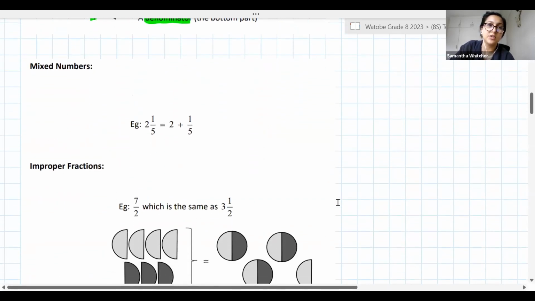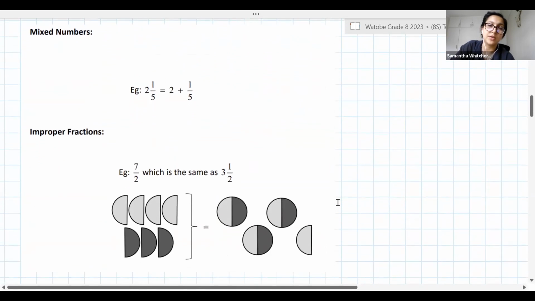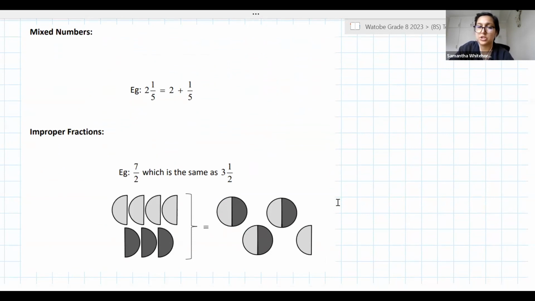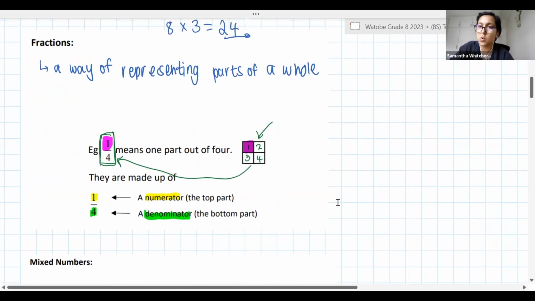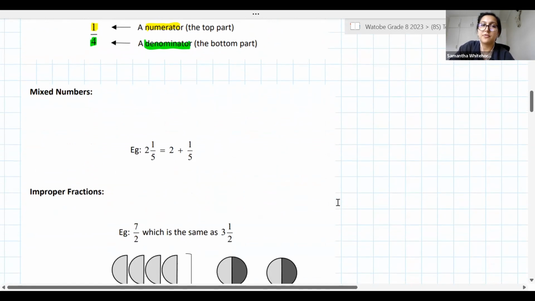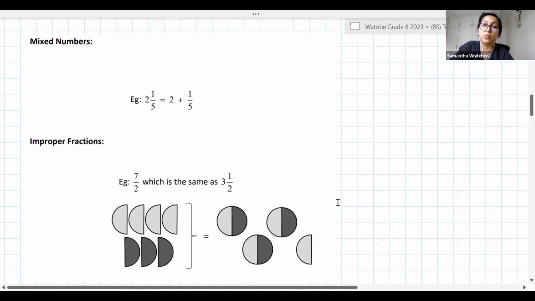Alrighty, so let's have a look at some different types of fractions that we'll work with. You have your basic common fraction, which is what we had here, a quarter, but we have other types of fractions that we need to be able to work with.